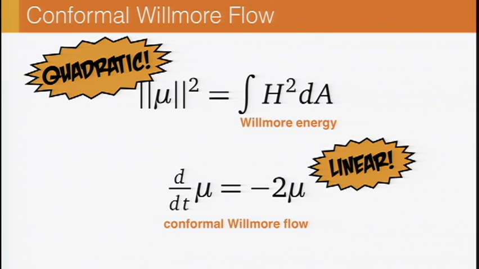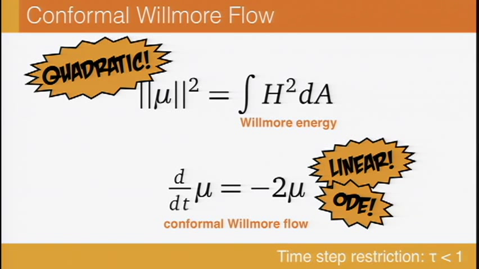Another thing you notice about this flow equation is that it involves no spatial derivatives whatsoever. So what you can imagine, if you like, is that this is an ordinary differential equation evolving independently at each point of the surface. And this is really important from the perspective of numerical stability, because now it means our time step restriction has nothing to do with the mesh quality. The only thing we need to do is make sure that our time step tau is less than 1.